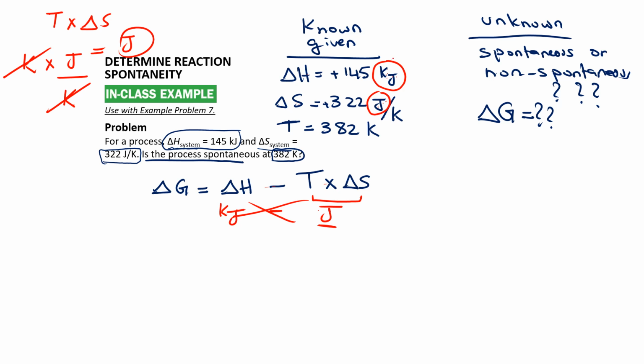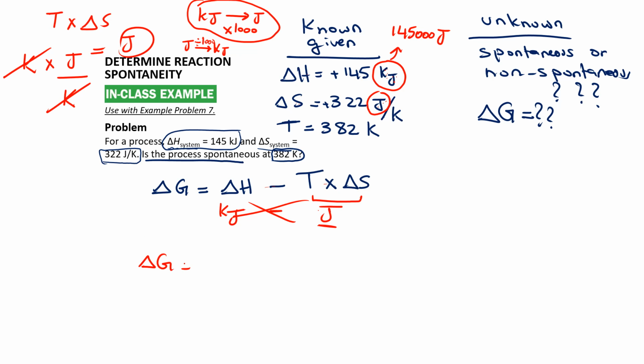So we either change this into 145,000 joules, converting from kilojoule to joule, we multiply by 1000. Or we convert delta S, from joule to kilojoule, you divide by 1000. For me, I will choose this one because it's easier. I will just multiply by 1000. So I need to put these numbers.